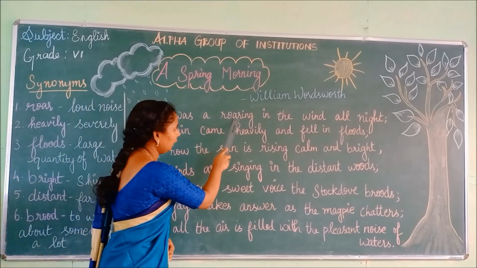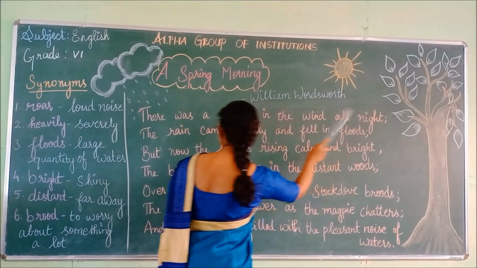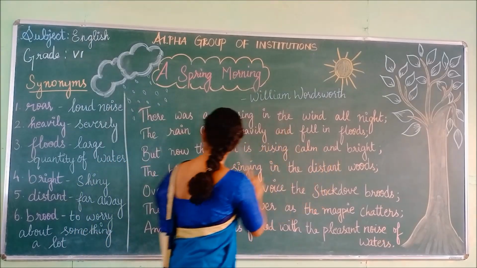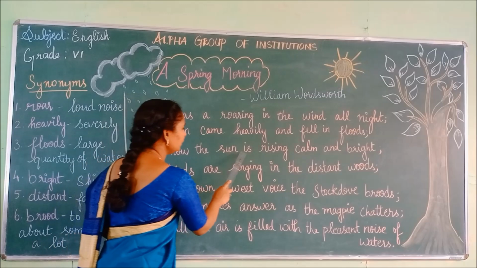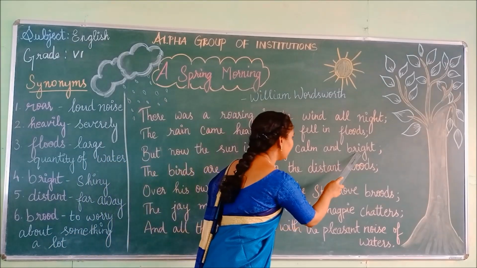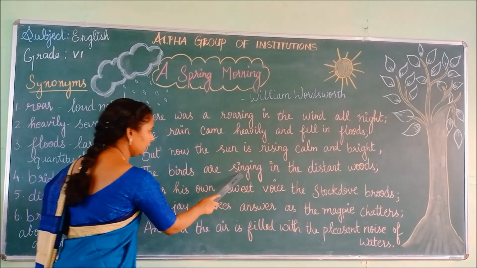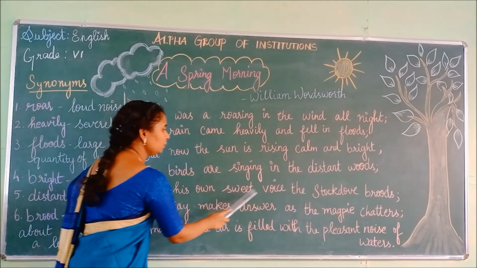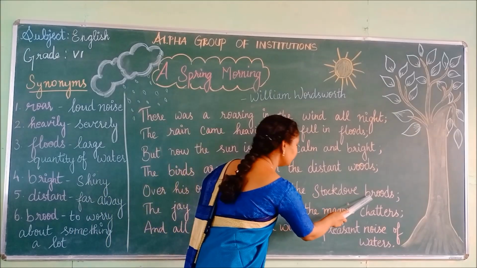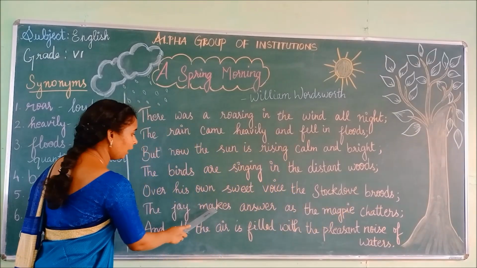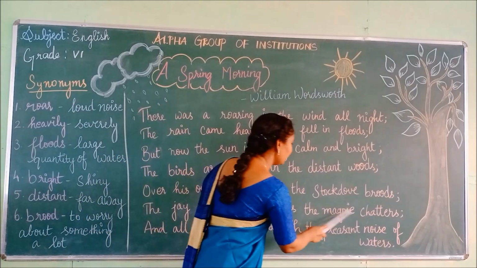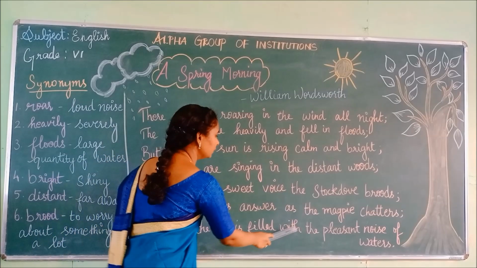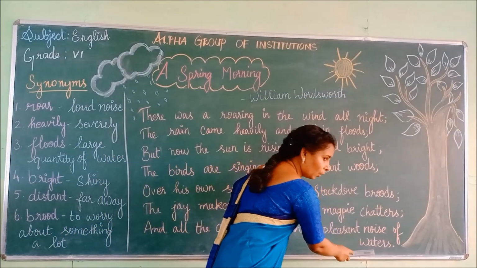There was a roaring in the wind all night. The rain came heavily and fell in floods. But now the sun is rising, calm and bright. The birds are singing in the distant woods. Over his own sweet voice, the stock-dove broods. The jay makes answer as the magpie chatters. And all the air is filled with the pleasant noise of waters.